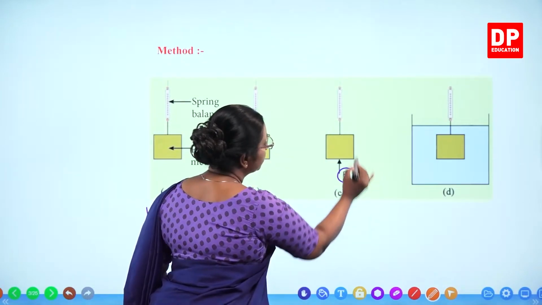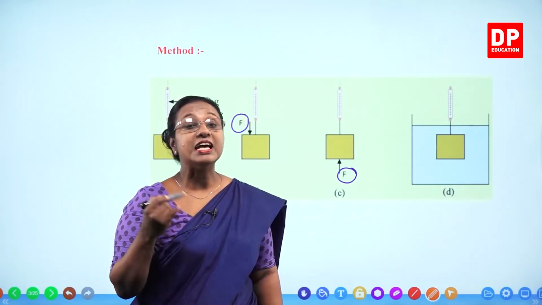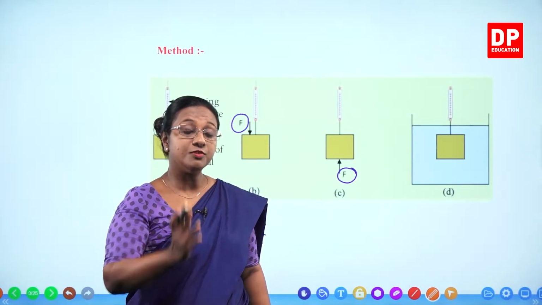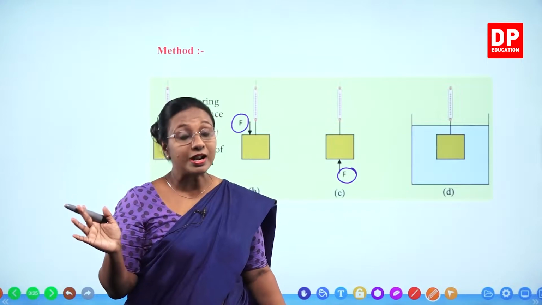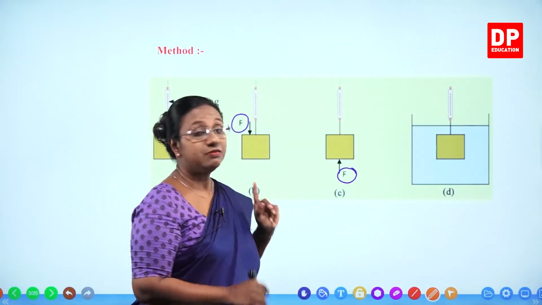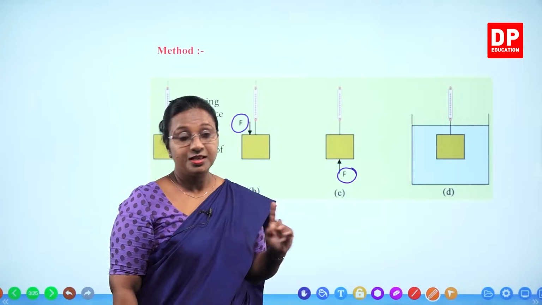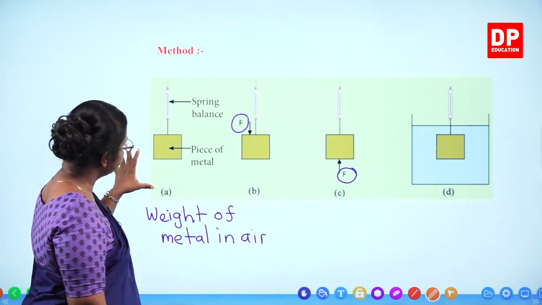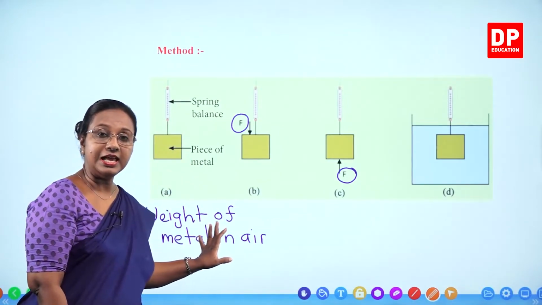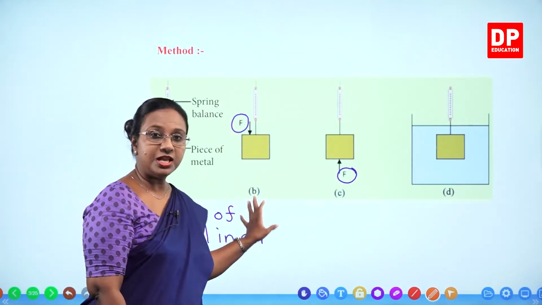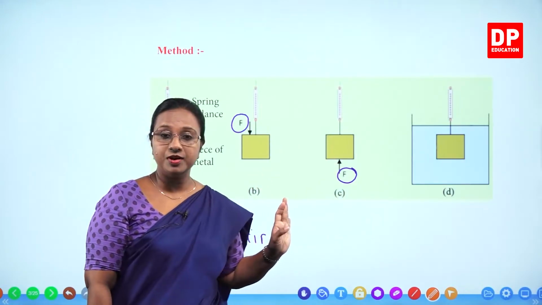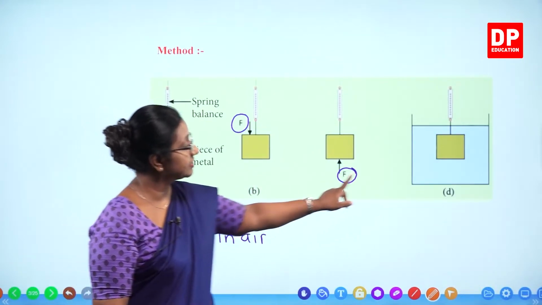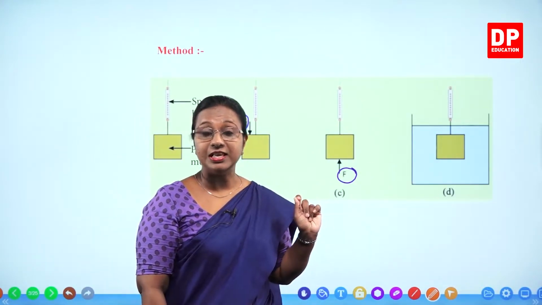Then in the next instance, we apply a force upwards. That is against the weight of the object. The weight of the object is downwards, the force is given upwards. So what will happen? The reading will decrease. So first, we get the weight in air. Then we push it down, observe the reading, push it upwards, observe the reading. Then we will compare these two instances with the result that we get here.